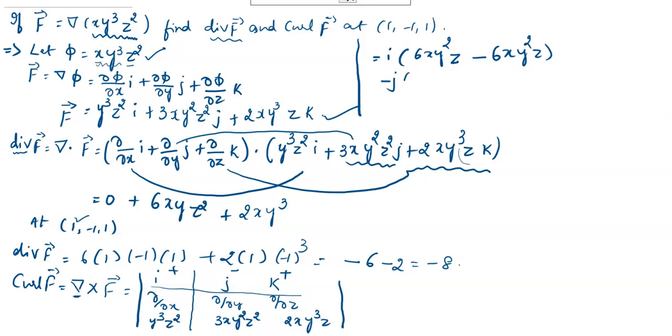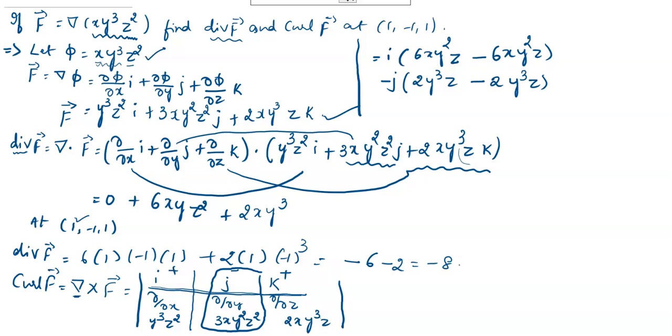Similarly, minus j of, now you have to delete the first row and the second column. We get a 2 cross 2 determinant. Expand it: we differentiate 2 x y cube z with respect to x, so it is 2 y cube z, minus dou by dou z of y cube z square. Differentiating with respect to z, we get 2 into y cube z.